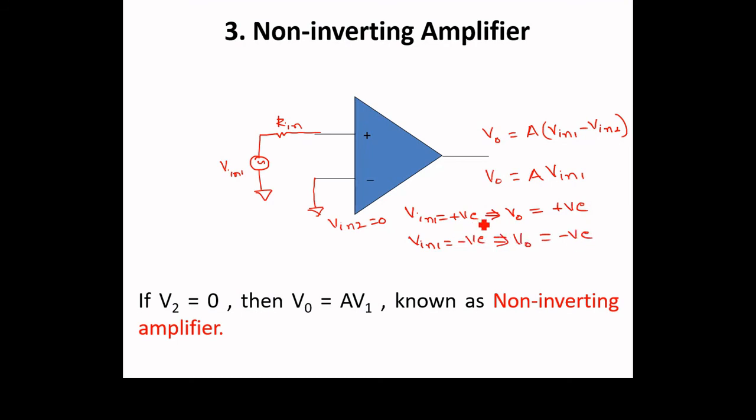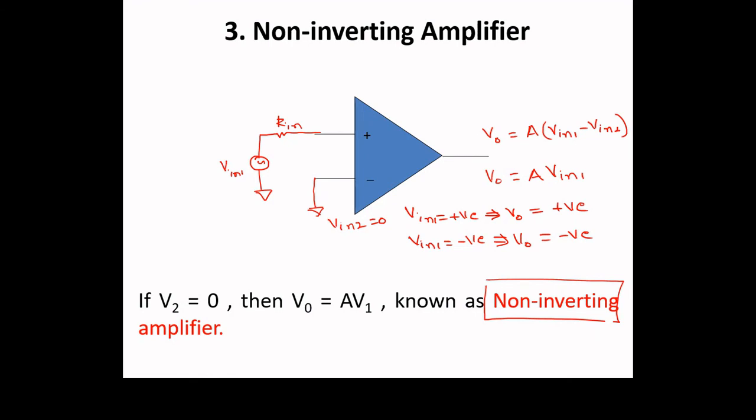So the output is simply proportional to the voltage that you are applying at this terminal. That is why it is not inverting. Whatever voltage you are applying at the input, the same polarity you are getting at the output also. There is no inversion relationship between the output and input. That is why this is called non-inverting amplifier.